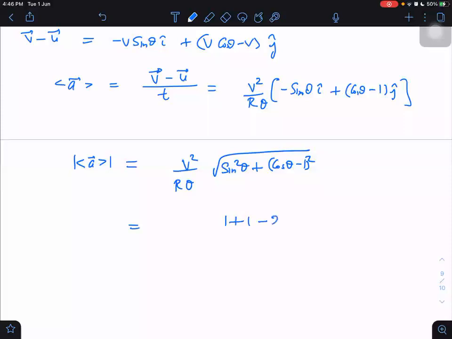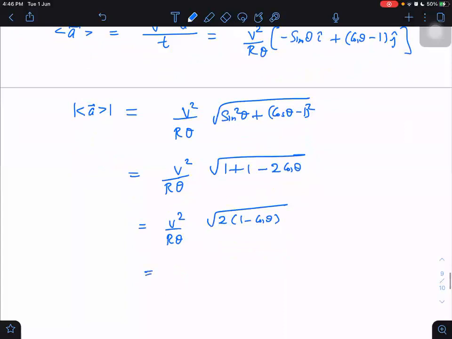Then it will be minus 2 cos theta under the root, v square by r theta, which I can further write as v square by r theta into the square root of 2 into (1 minus cos theta). I want to remove this root. That I can do by using one formula: 1 minus cos theta equals 2 sine square theta by 2. It comes from a geometric formula.